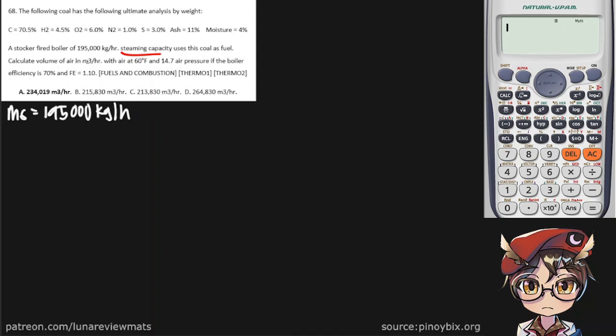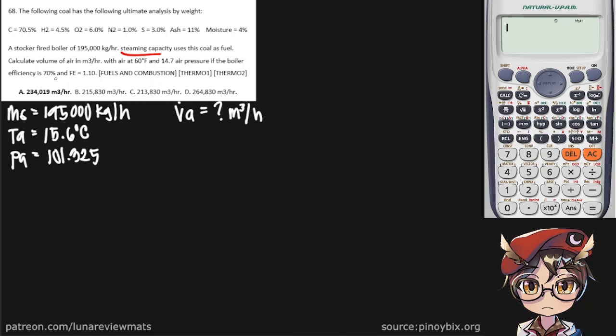Calculate the volume of air in cubic meters per hour. It's V dot in cubic meters per hour with air at 60 degrees F. 60 degrees Fahrenheit is equal to 15.6 degrees C. And 14.7 air pressure in kPa, that is simply 101.325.